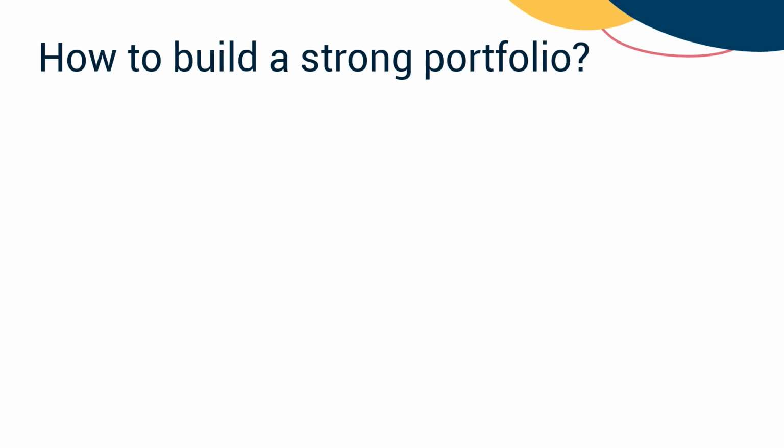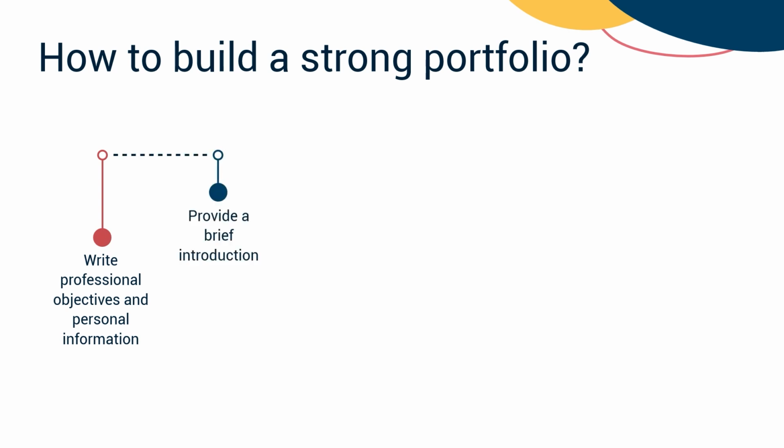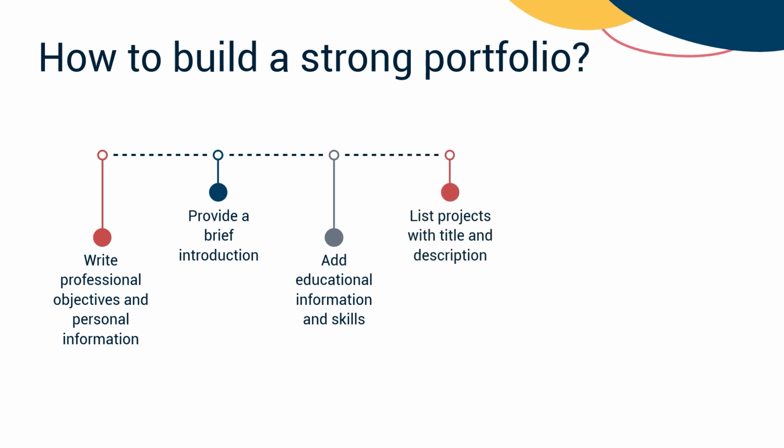Let's understand how to build a strong portfolio. For building a portfolio, first write your professional objectives and personal information such as name, email, contact number, and professional links, including GitHub and LinkedIn. Also, provide a brief introduction about yourself. Include your educational information, programming language skills, tools, and soft skills. List projects with their title and description, including problems faced, solutions provided, and tools used in the portfolio. You can also include GitHub or live demo links here.